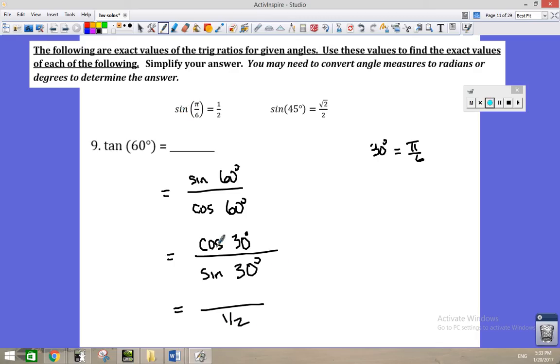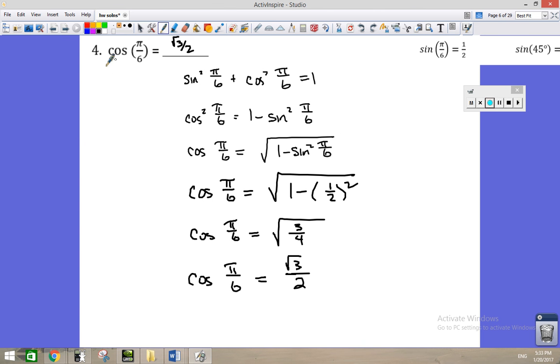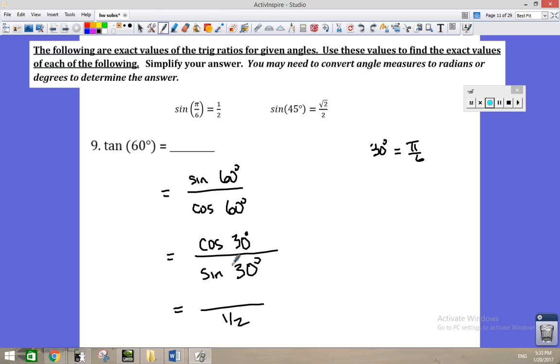And we already showed in a previous problem, I think it was number 4, cosine of pi over 6. Let's go back and look and see if I've still got it. Cosine pi over 6 was number 4, and we found that. So we know that that's the square root of 3 over 2.